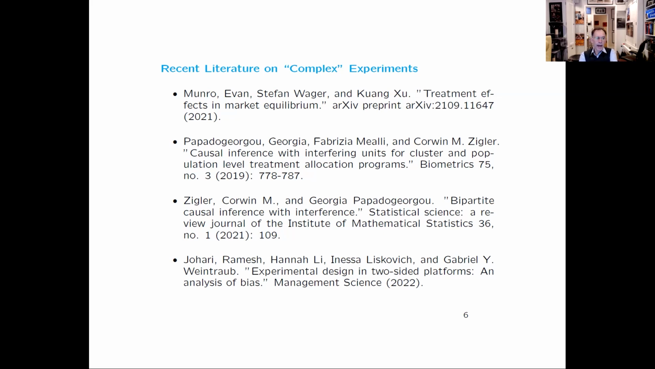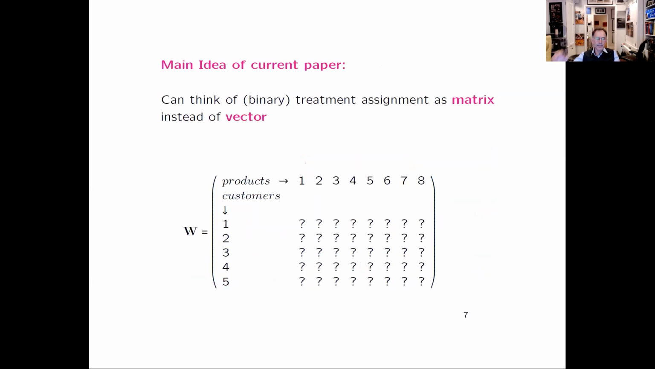And also the work by Ramesh Johari, Hannah Li, Inessa Liskovich, and Gabriel Weintraub, also here at Stanford, where they also look at experimental designs in two-sided platforms, and they show that standard experiments generate bias, and they kind of show how to quantify that bias.